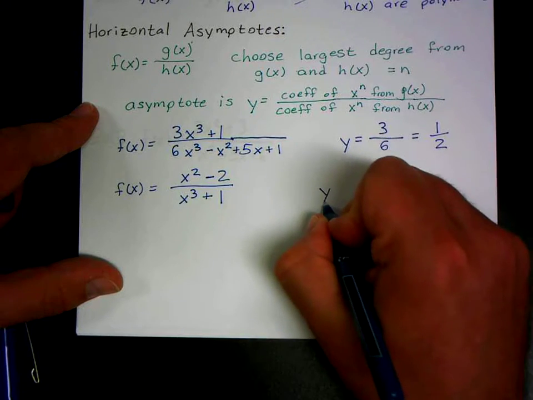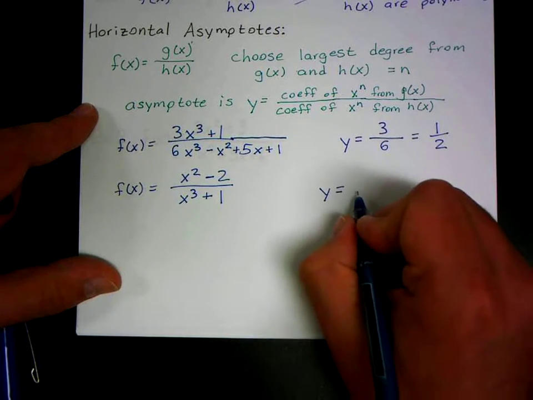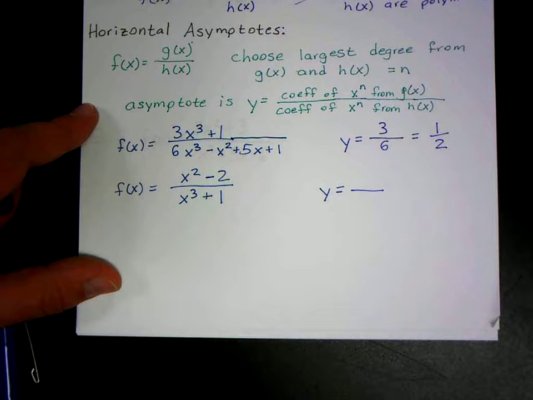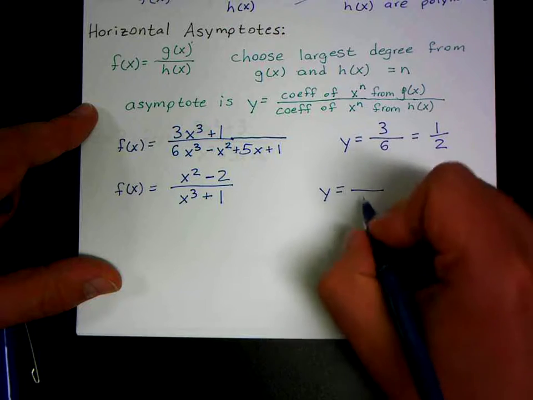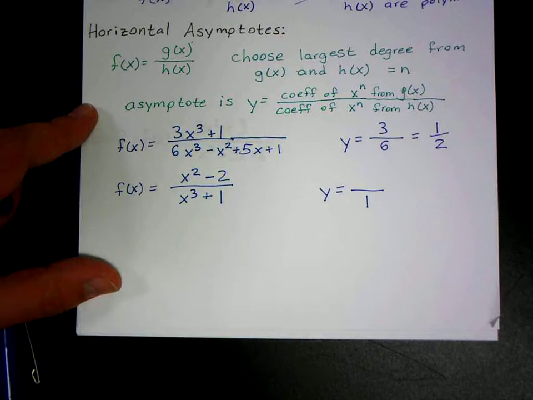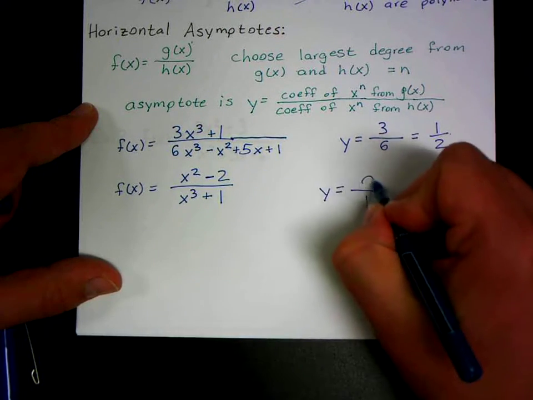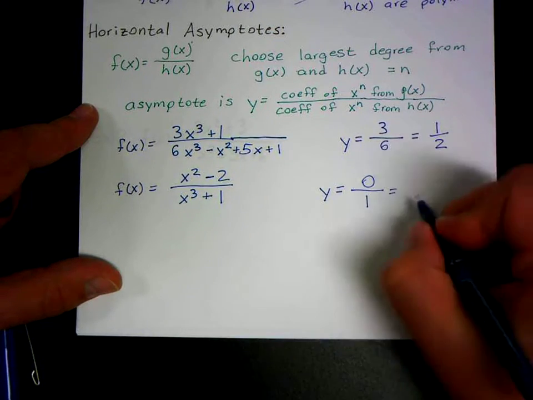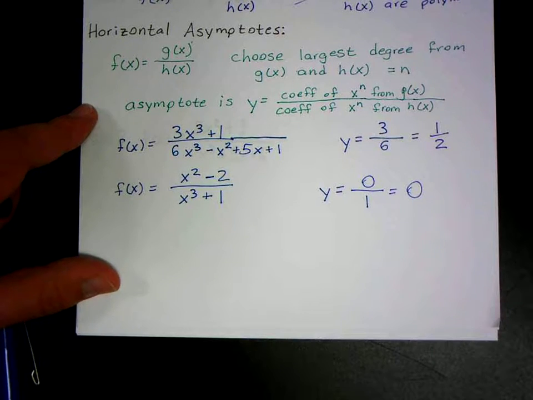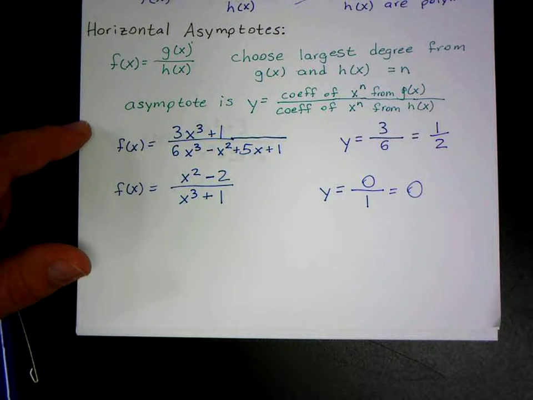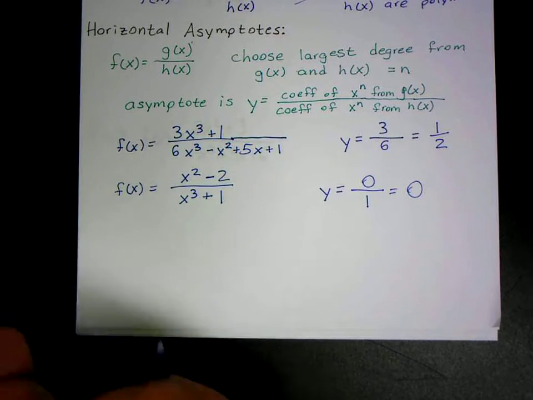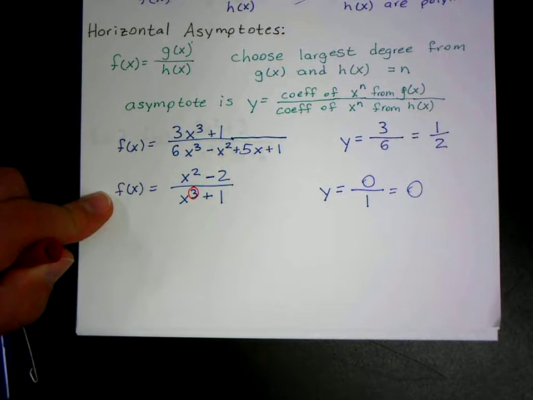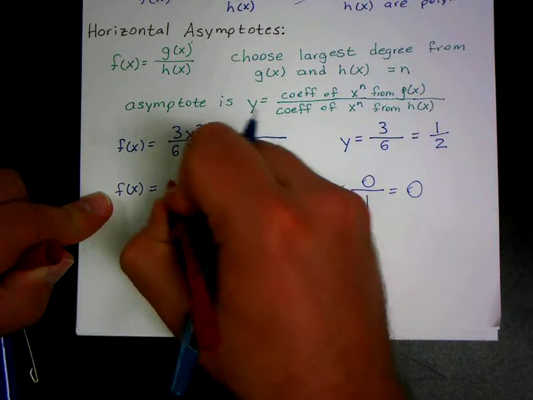Okay, for this one, what is my largest power? 3. What is the coefficient of x cubed on the bottom? 1. What is the coefficient of x cubed on the top? 0. So my asymptote occurs at 0. Why is it 0 over 1? On the top, this is my largest power, right? Yes. Where's your x cubed on the top? There isn't one.